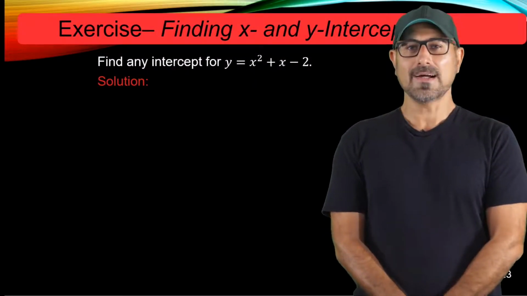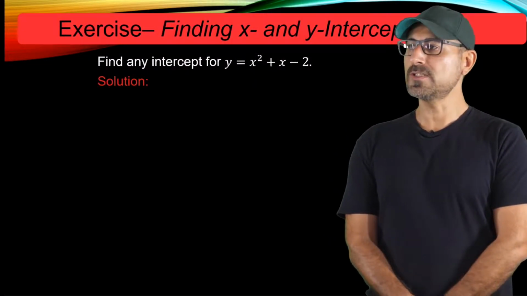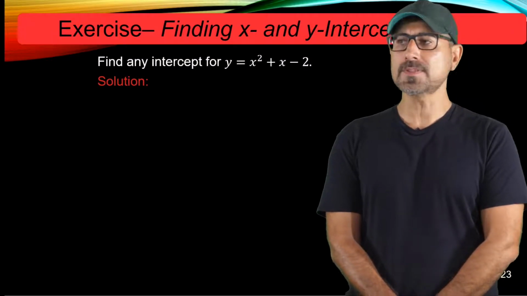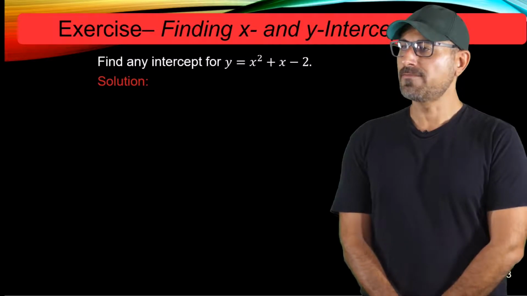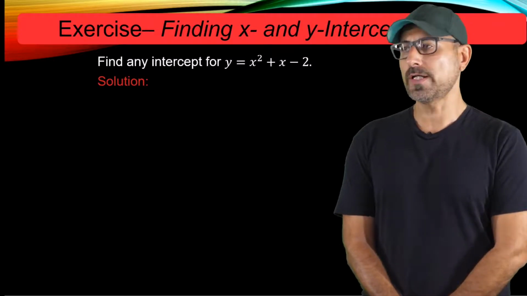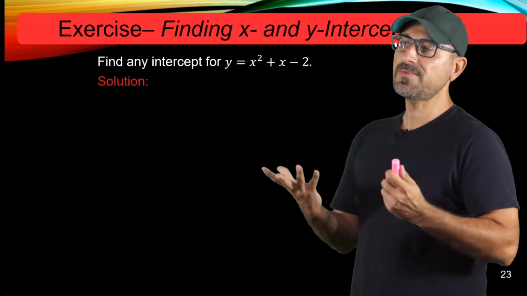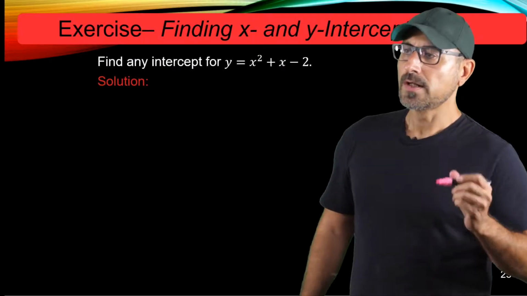Hello, welcome back. In this video, I'm going to go over an exercise about finding x and y intercepts of a function, which is x squared plus x minus 2. That is a quadratic. And the way we find x and y intercepts is the following.